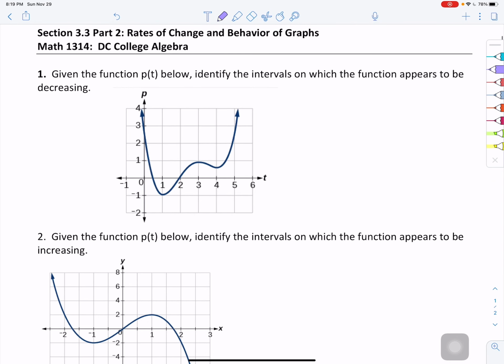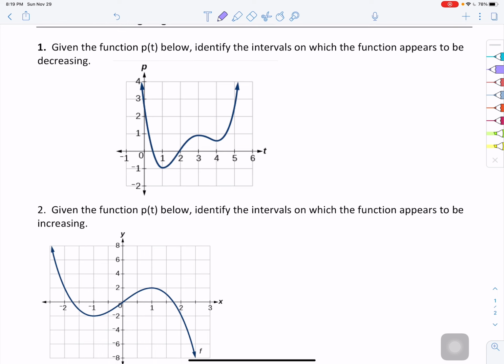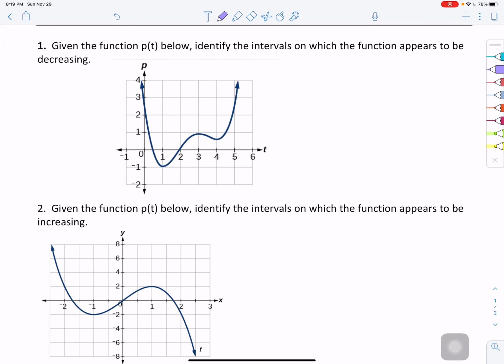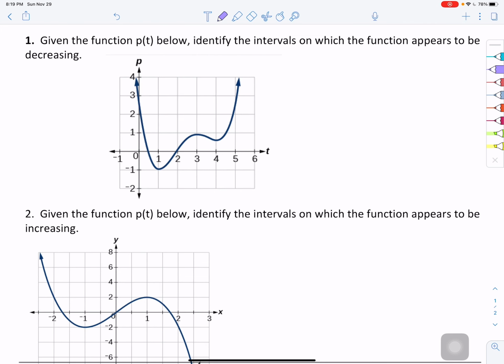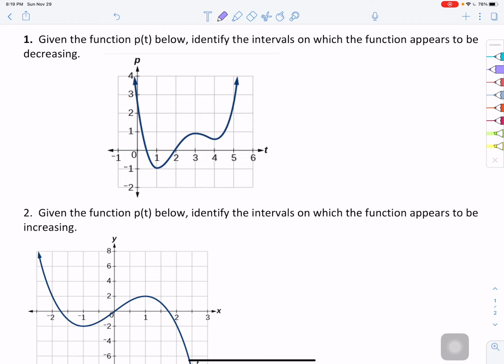Class lesson 3.3 part 2, rates of change and behavior of graphs. We'll begin with number 1, where we are given a graph of the function p of t, and they've asked us to identify the intervals on which the function appears to be decreasing. So working on the graph from left to right, let's take a look.